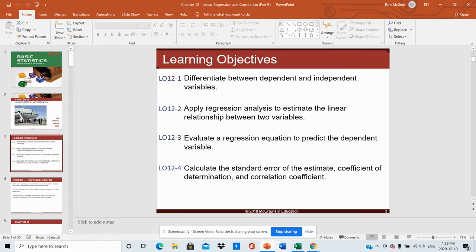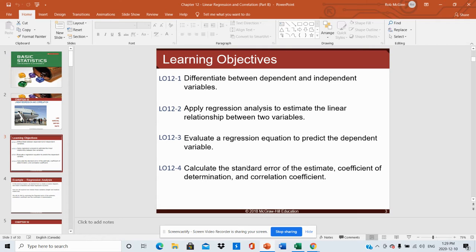So that brought us into evaluating a regression equation to predict the dependent variable for a certain given value of our independent variable. So today we're going to calculate the standard error of the estimate, coefficient of determination, and correlation coefficient. And we're going to create a regression analysis table using Excel. So you'll want to make sure you've got your Chapter 12 data files Excel file open.